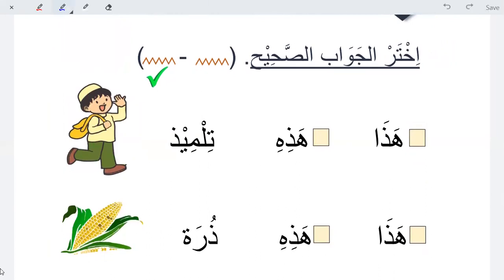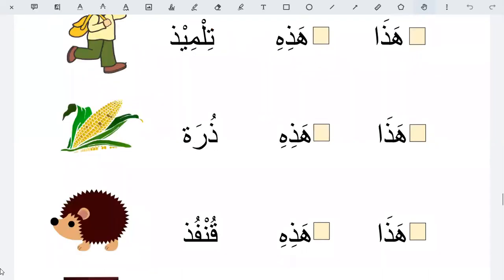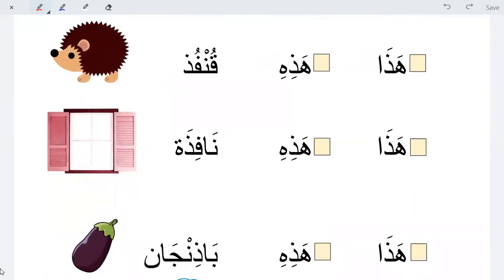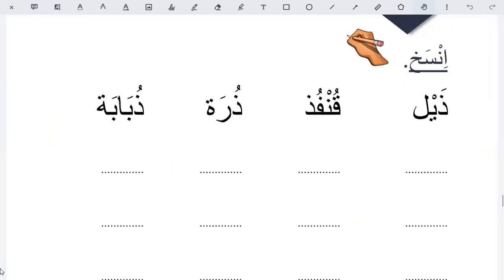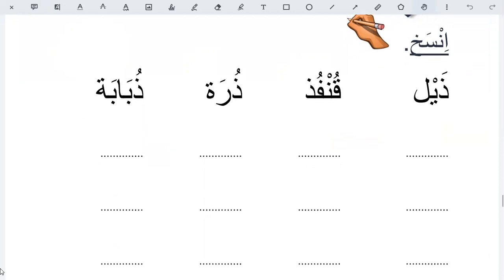Okay, Latifa. Haza Tilmiz. This is a student. Hazihi Zura. This is a corn. Haza Kunfuz. This is a hedgehog. Good. Hazihi Nafiza. This is a window. Haza Bazinjan. This is a brinjal. Good. Latifa, what meaning? Zail, tail. Good. Kunfuz, hedgehog. Zura, corn. Zubaba, fly. Good.